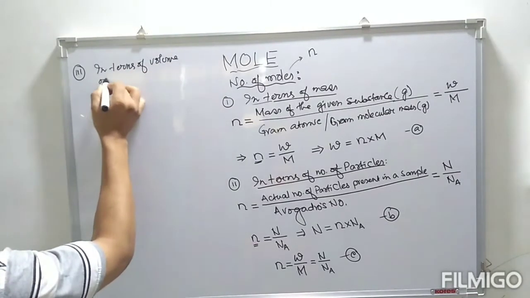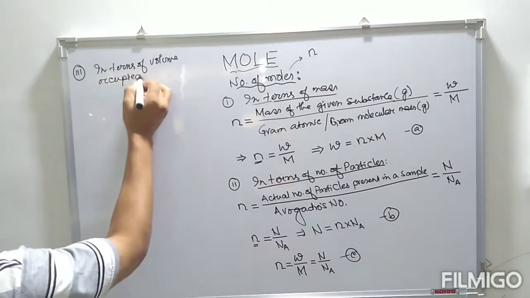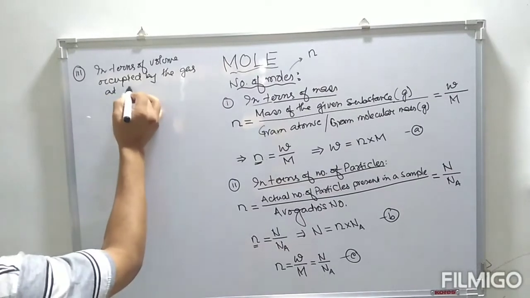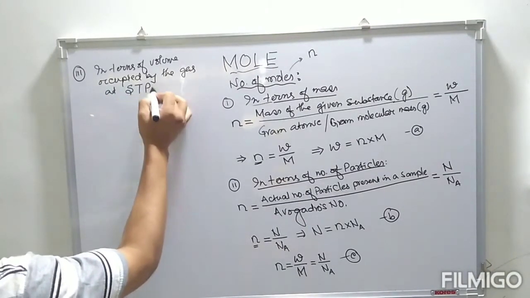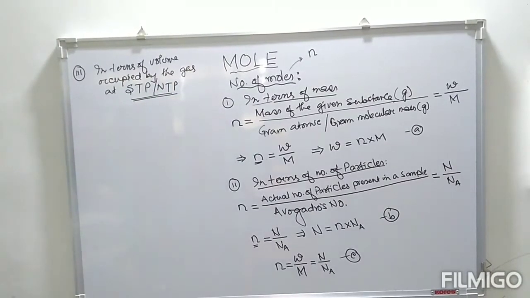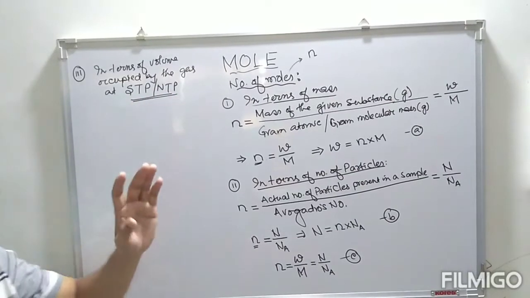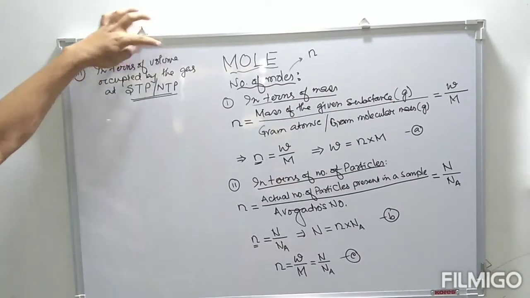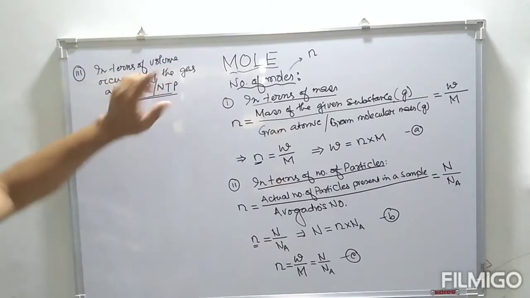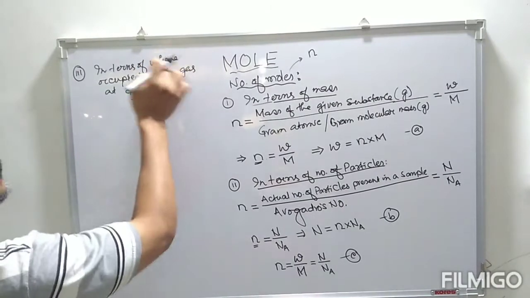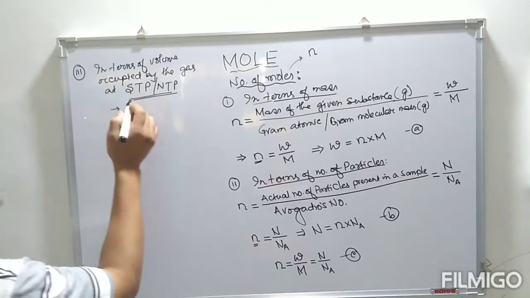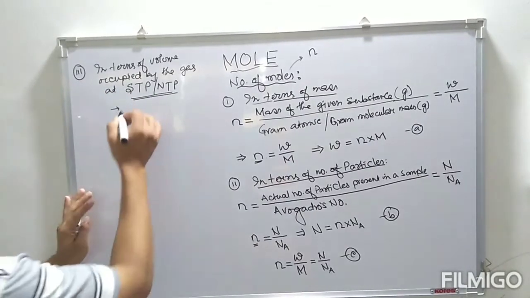In terms of volume occupied by the gas at standard temperature and pressure, or normal temperature and pressure. We'll discuss what is STP and NTP later on. So in terms of volume occupied by the gas at STP, when I use the volume occupied by the gas, this calculation of moles should only be restricted to gases only.